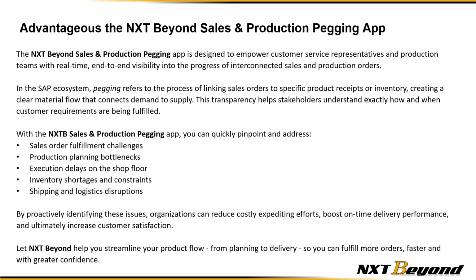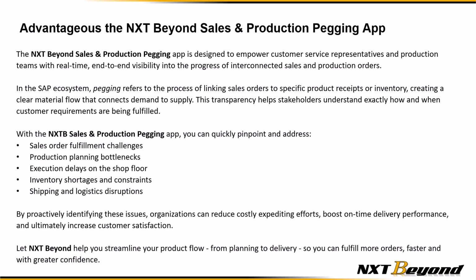So as we've looked at the Next Beyond sales and production pegging app, it's an app that's designed to empower customer service representatives and production teams with real-time, end-to-end visibility into the progress of interconnected sales and production orders. In the SAP ecosystem, pegging refers to the process of linking sales orders to specific production receipts or inventory, creating a clear material flow that connects demand to supply. This transparency helps stakeholders understand exactly how and when customer requirements are being fulfilled.